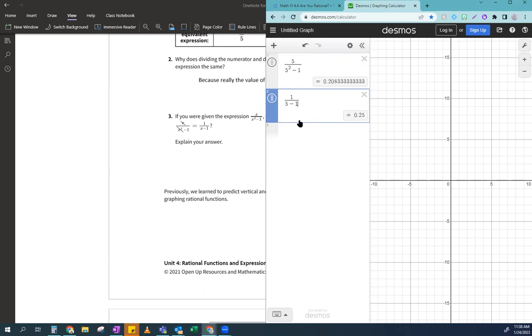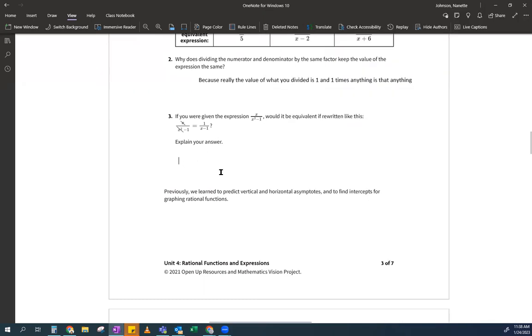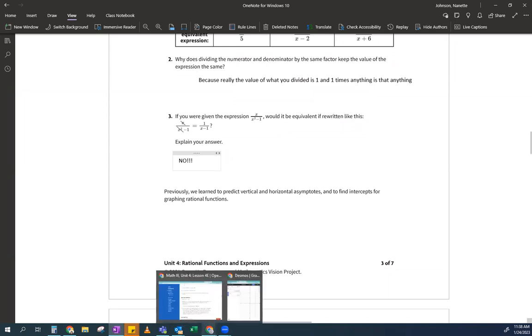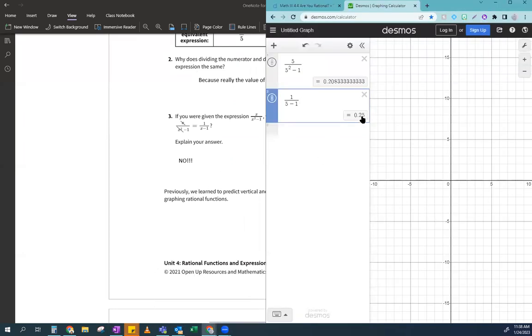So someone put it in the chat. These two answers are not equal. Therefore, this is no. Exclamation. Don't do it. Someone said no because they don't equal the same. Exactamundo, my friend. If these two values were exactly the same, it would mean that you could do that. Right? It means you could.